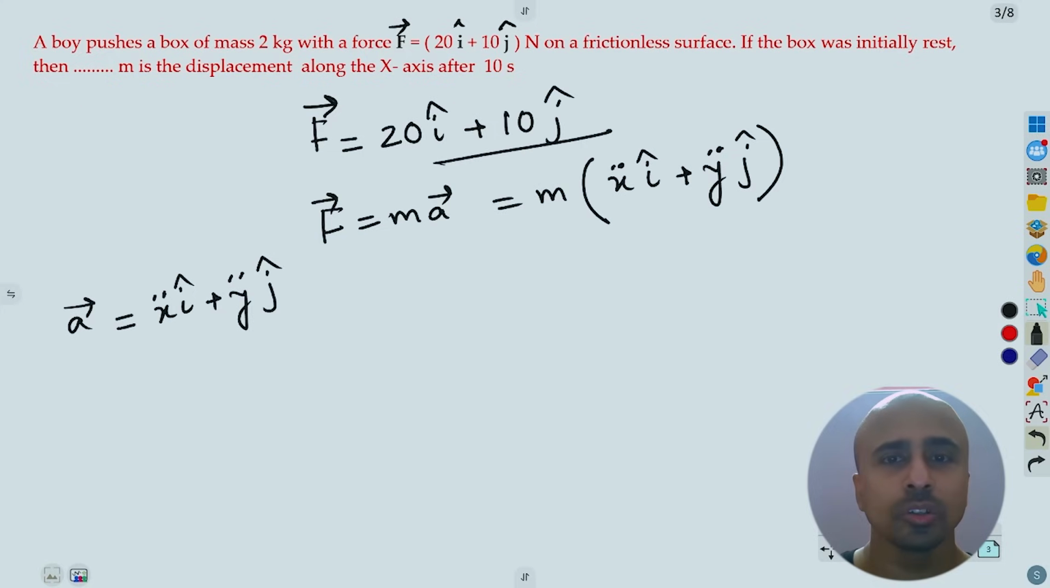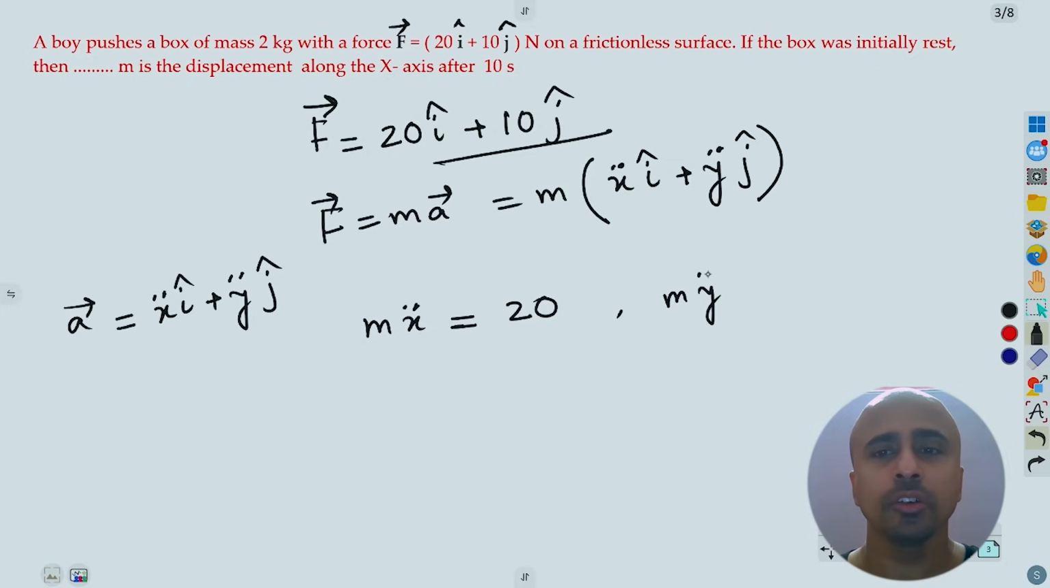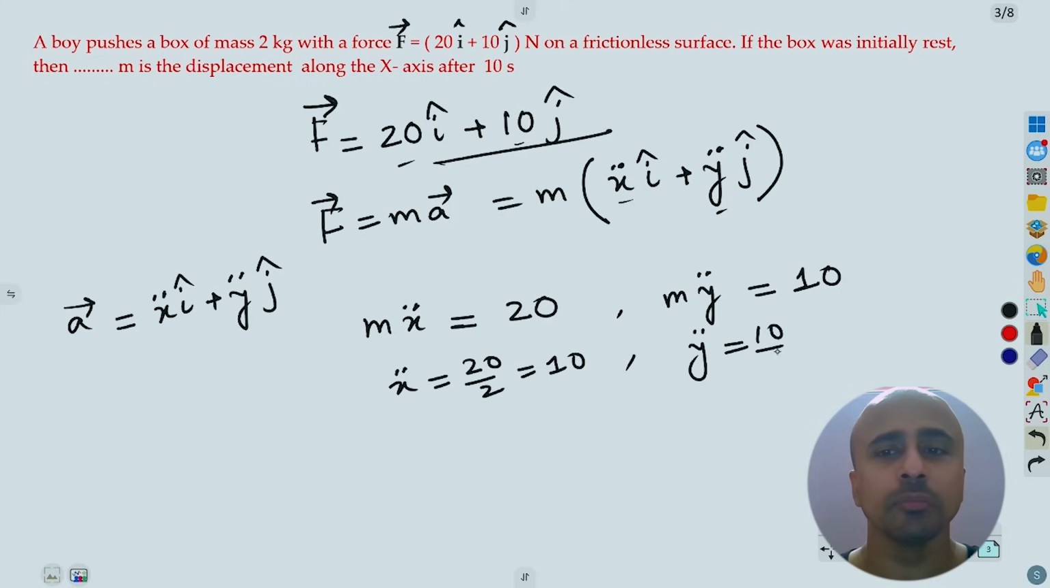So now if we compare from both sides, we obtain m x double dot equals 20 and m y double dot equals 10. You simply compare the component along x-axis, that is this one to this one, and along y-axis, that is this one to this one. So with m equals 2, we have x double dot equal to 20 by 2, that is 10, and y double dot equal to 10 by 2, that is 5. Since we are interested along x-axis, I will not take y double dot into account anymore. I will work with x double dot from now onwards.